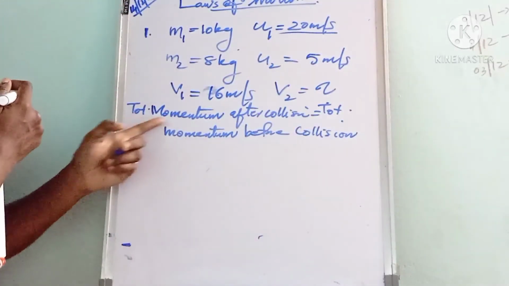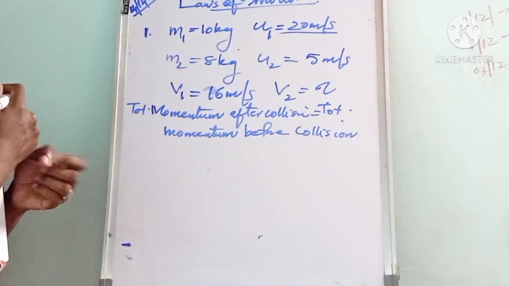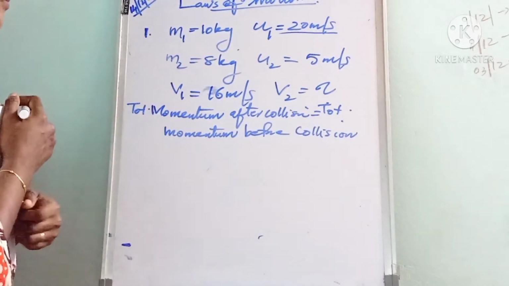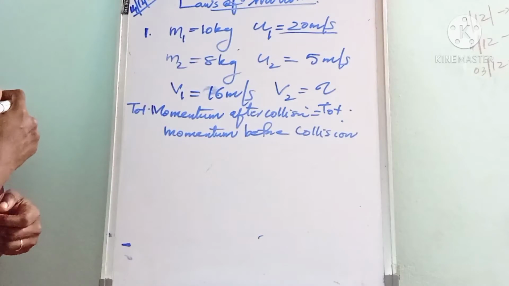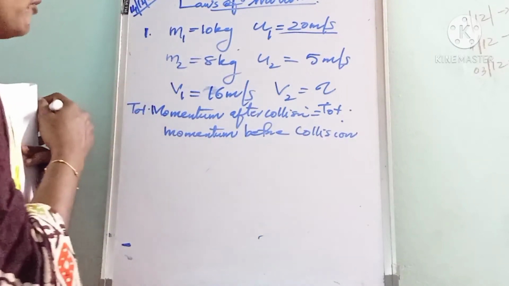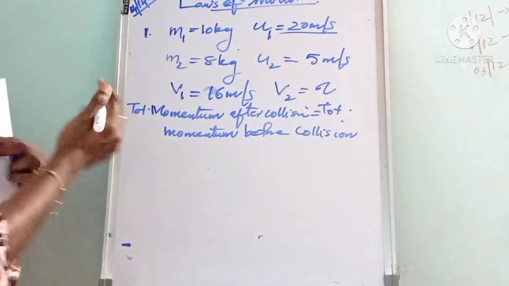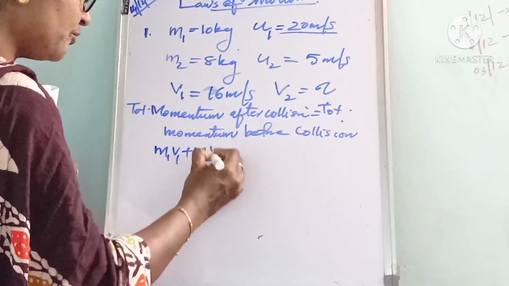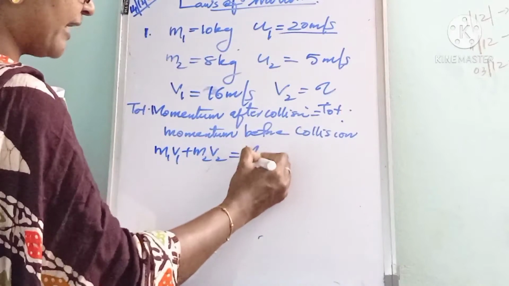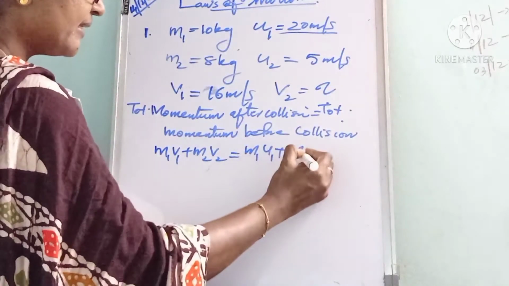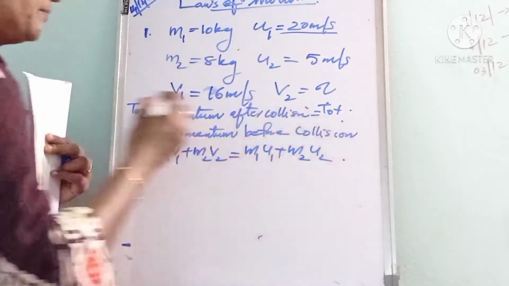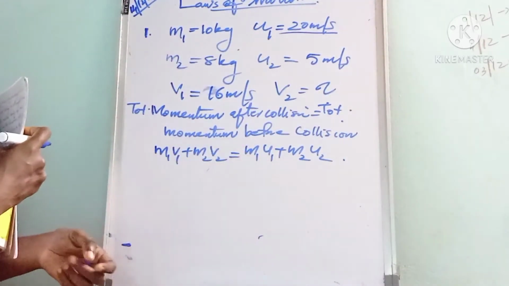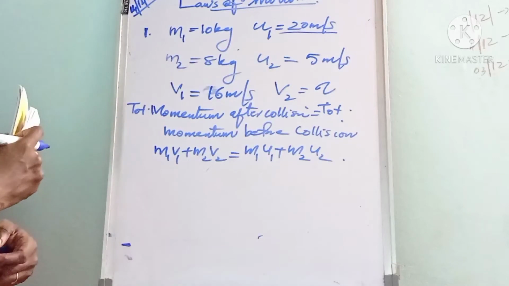That means actually total momentum of two bodies after collision is equal to the total momentum of two bodies before collision. Okay, so we can write the sum of momenta of two bodies after collision, that is actually m1 v1 plus m2 v2, that is equal to m1 u1 plus m2 u2. Actually this is the total momentum after collision and this is the total momentum of two bodies before collision.